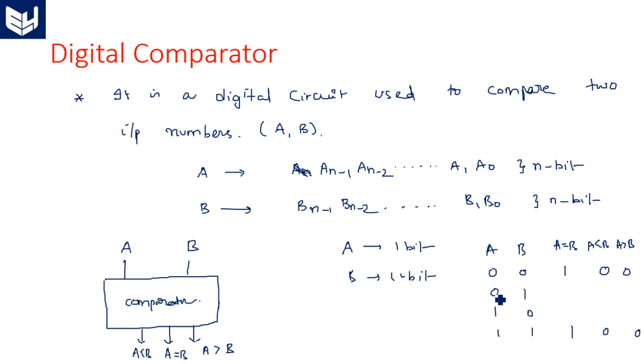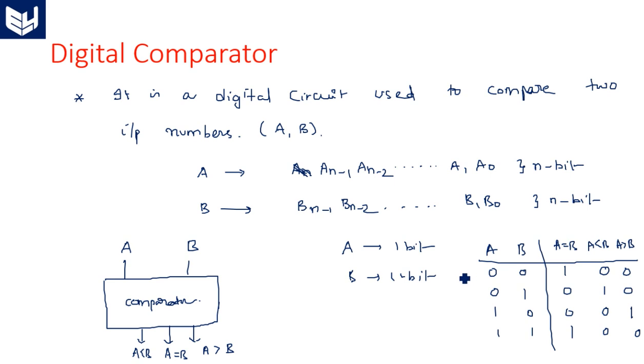And if you look at the second case, a equal to 0 and b equal to 1, it means a is less than b. The corresponding output, a less than b, will be 1 and the remaining are zeros. And similarly here a equal to 1 and b equal to 0 means a is greater than b, so a greater than b is 1 and the remaining are zeros. This is the output of a simple comparator of size 1 bit.